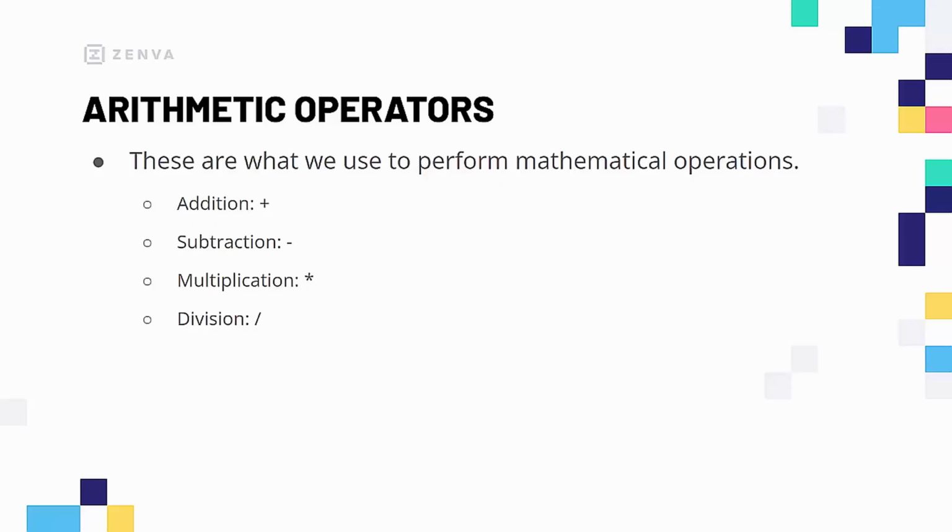So we have things like addition, subtraction, multiplication, and division. And each of those have a specific symbol that we can use in order to define if we want to add two numbers together, subtract them, multiply them, or divide them. So addition, we have the plus symbol. Subtraction, we have the dash symbol or the minus symbol. Multiplication, we have the asterisk. And division, we have the slash. Now let's hop over into Defold and have a look at how we can set this up.